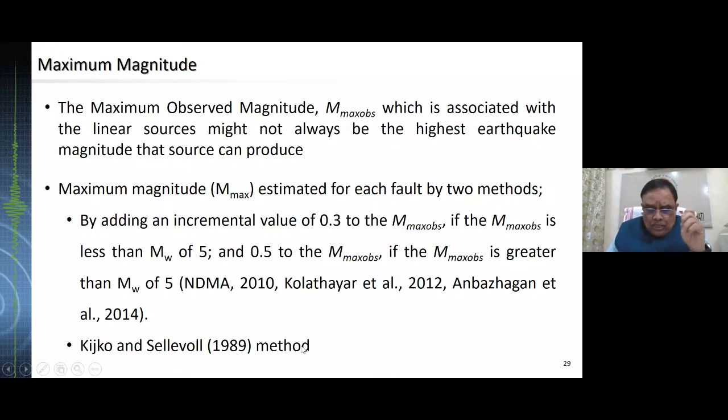A complete catalog might not be able to predict this maximum magnitude event for any given seismic source. This upper limit of earthquake magnitude a source can produce is termed the maximum magnitude, or Mmax. Apart from the observed maximum magnitude, Mmax absolute, associated with each seismic source model, the maximum magnitude for each source, Mmax, should be estimated by various other methods as well.